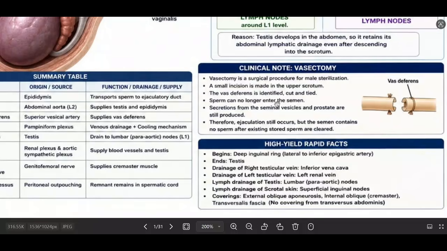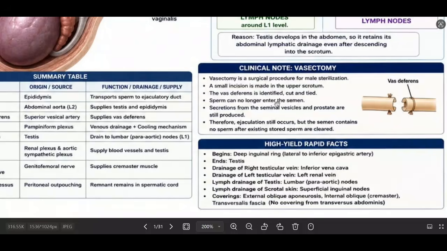What is the origin of the testicular artery? The origin of the testicular artery is the abdominal aorta at the level of the L2 vertebra. And what is the drainage of the left testicular vein? The left testicular vein drains into the left renal vein, and the right testicular vein drains directly into the inferior vena cava.